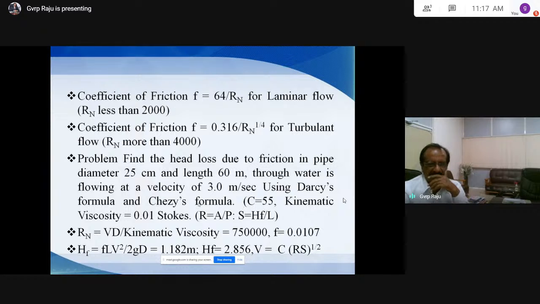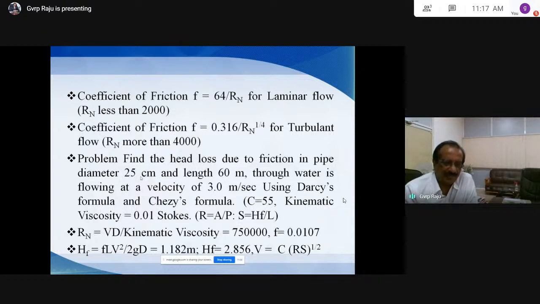Now take Chezy's equation. V is equal to C root RS and C is equal to 55 here. And what is hydraulic mean radius? Hydraulic mean radius is A by P. A is the area of the cross section of the pipe. It is a circular pipe here, and P is the wetted perimeter. The pipe is running full, so area is pi d square by 4, divided by pi d. So R is equal to d by 4.